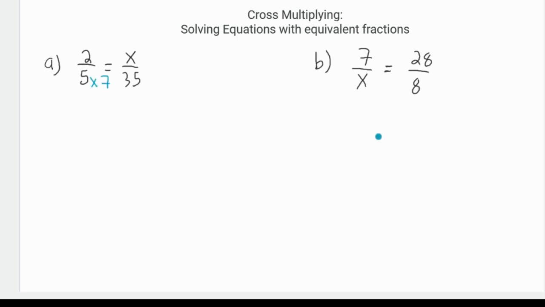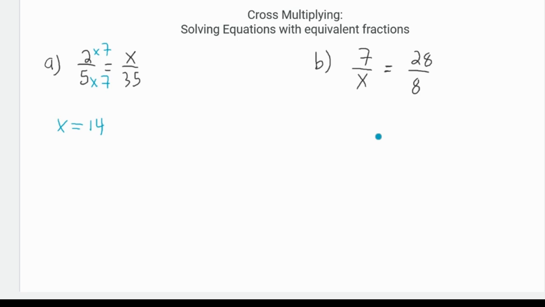5 times 7 would give me 35. So whatever I do to my denominator, I have to do the same thing to my numerator. So 2 times 7 would be, and we get, okay, x must be 14. 2 over 5 is the same as 14 over 35.